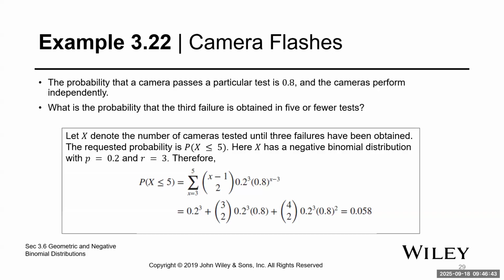And then I calculate for the value where x is equal to 4 and where x is equal to 5. Those are the other two. I sum all of those up, and that gives me the probability that x is less than or equal to 5, or the probability that I have 3 failures in 5 or fewer trials. And it's 0.058 is my probability. So that's an example of what a question would look like.